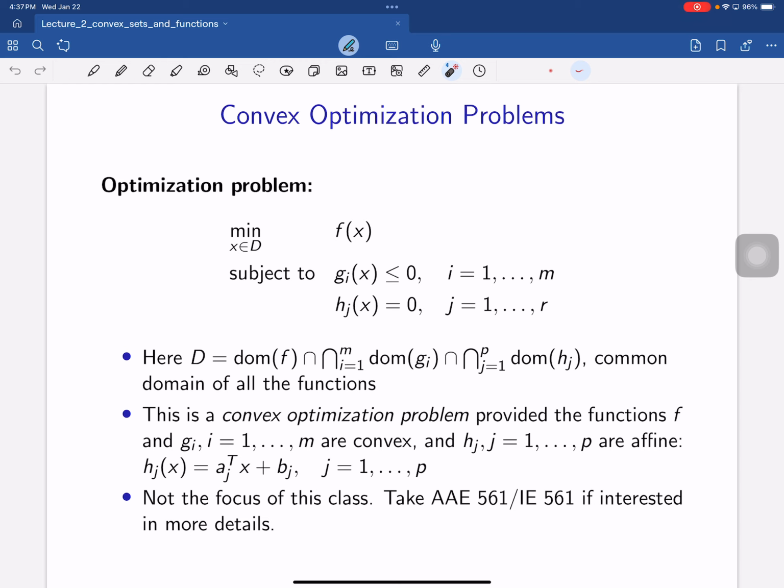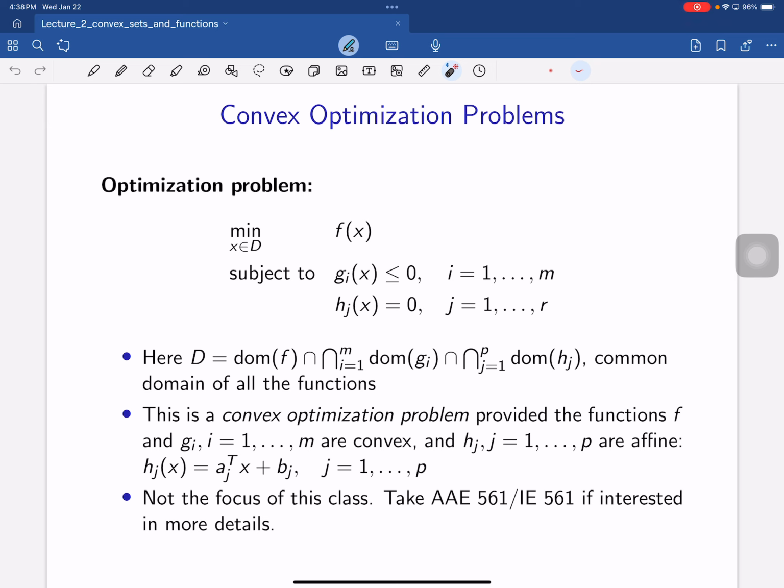So the domain is convex, and this is a convex optimization problem, provided that the function f is convex, all the inequality constraints are convex, and all the hj constraints are linear constraints. I will explain in a second why they have to be linear. So this is a general convex optimization problem.